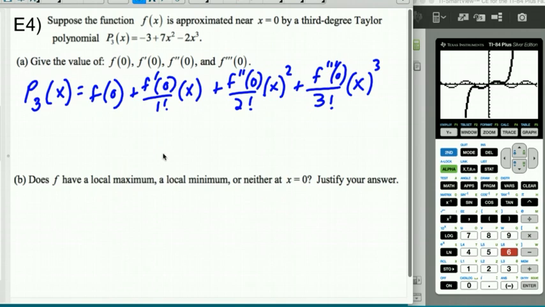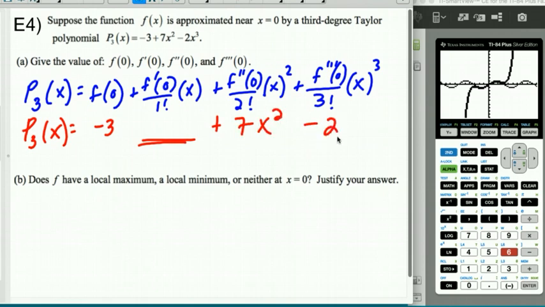So now I want you to look at what we know the polynomial should be and compare it to what we're given. We were given that p sub 3 of x is -3, which is the constant term. There's no x term. Plus 7x squared, that would align with the x squared term, minus 2x to the third. So here's what we can infer from that information. This has to be my f of 0. f of 0 must be -3.